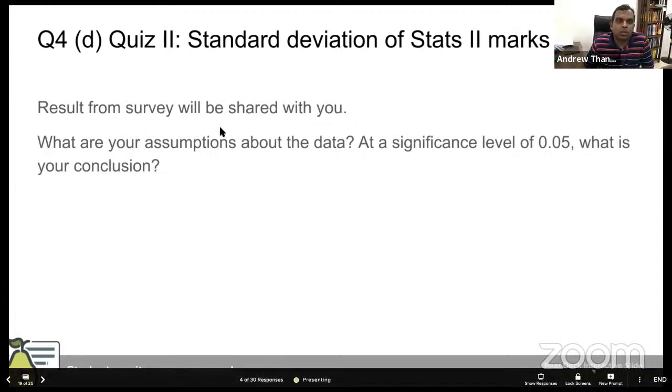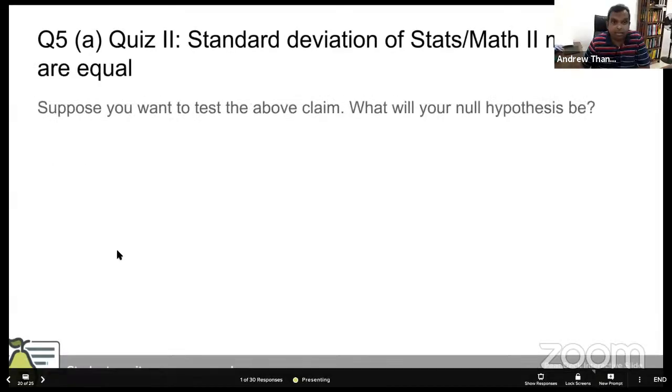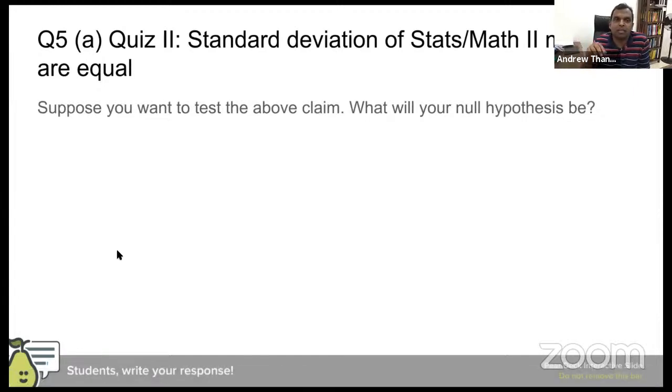Okay, so that's the chi-square test for variance. Now let's move on to the last of the standardized tests in this session. So here we have 2 samples. Again, my claim in this problem is that the standard deviation of the stats 2 and the math 2 marks are equal. That's my claim.